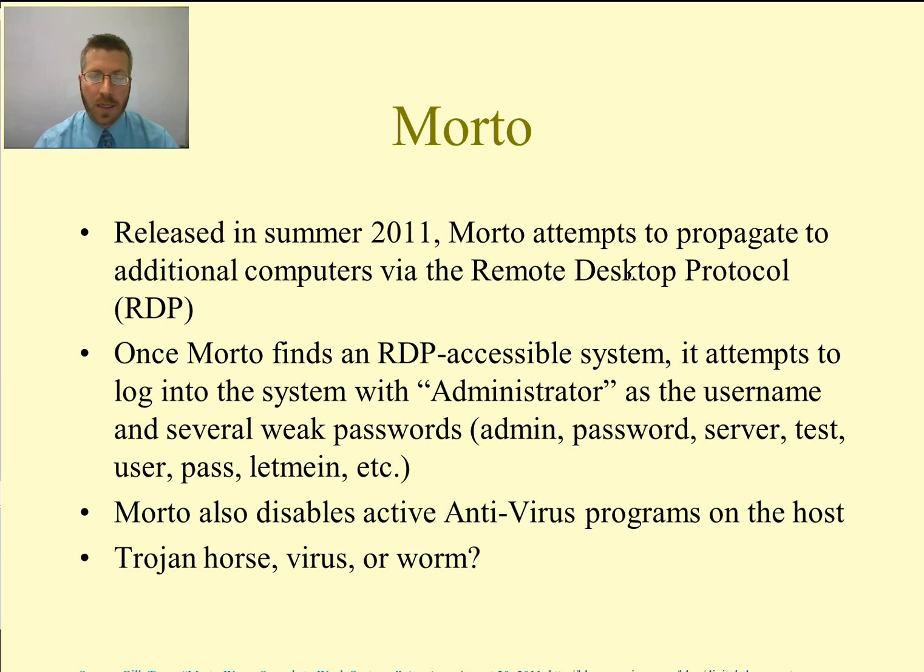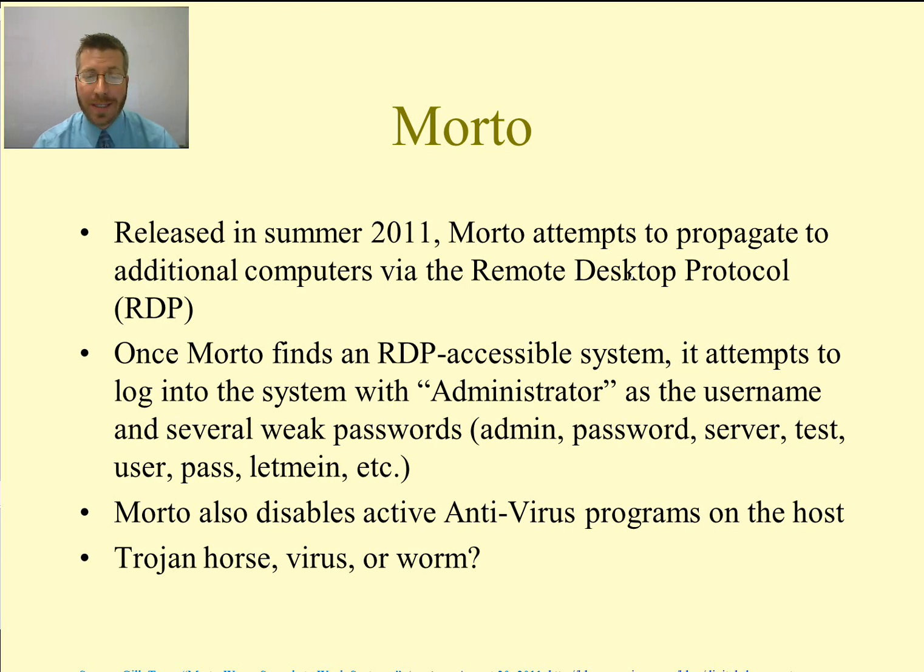Once Morto finds a remote desktop accessible system, it attempts to log into the system with the username administrator and several weak passwords such as admin, password, server, test, user, pass, let me in, etc. It's very important that if you do enable remote desktop on a computer, you give it a very secure password. If you don't, then Morto just goes around and finds, okay, this one has whatever port remote desktop operates on open, let me try administrator and some random passwords that a lot of people will just set as default because they don't think that anyone's trying to attack them.